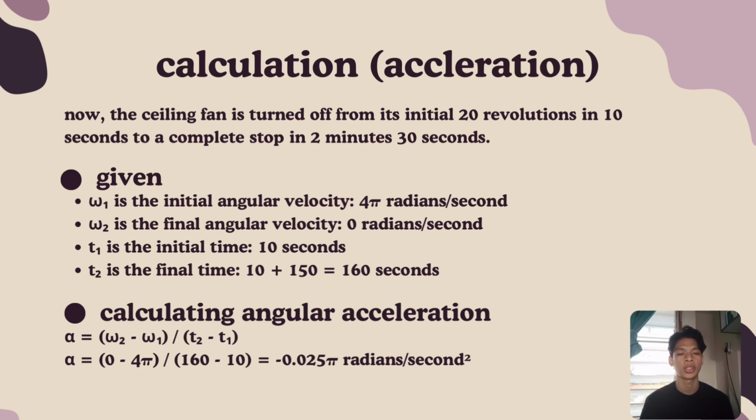The formula of angular acceleration is the final angular velocity minus the initial angular velocity, divided by the final time minus the initial time. That is 0 minus 4π, divided by 160 minus 10. So the angular acceleration in this condition is equal to minus 0.025π radians per second squared. It means the speed is decreasing.